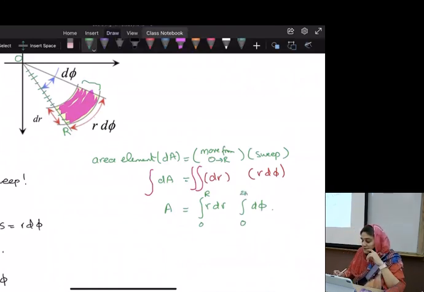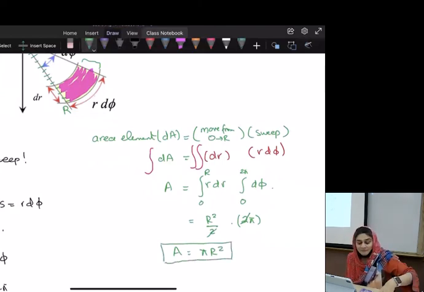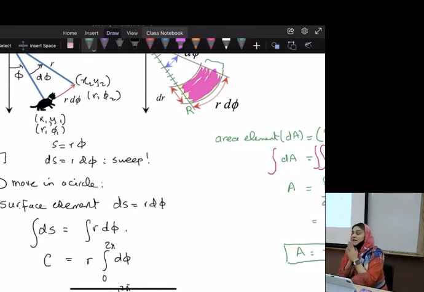What's going to be the integration for r? And what's the integration over d phi? The 2's get canceled. What am I left with for area? Done. Just like magic, it just pops up. This is fascinating. We have just gone from a one-dimensional sweep, the circumference, to a two-dimensional area.